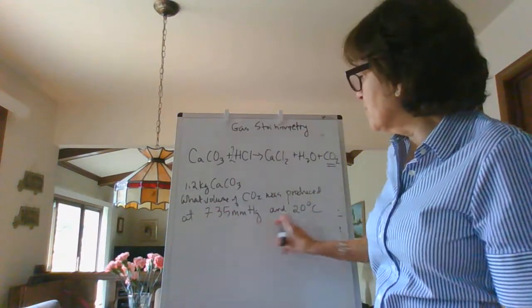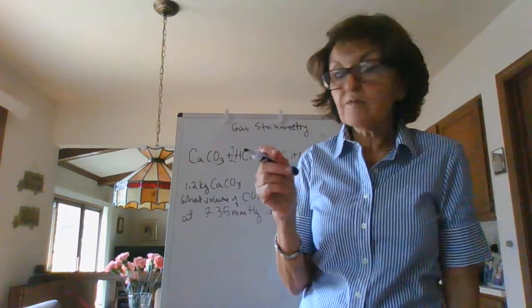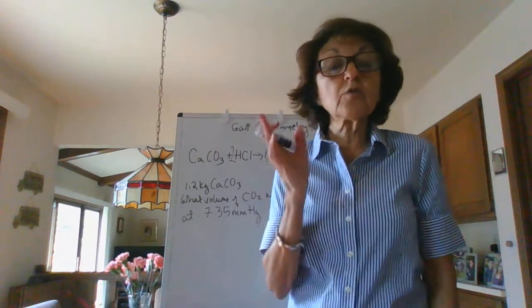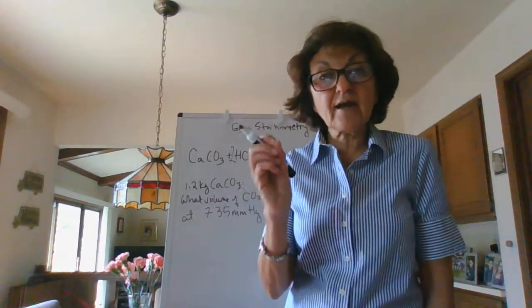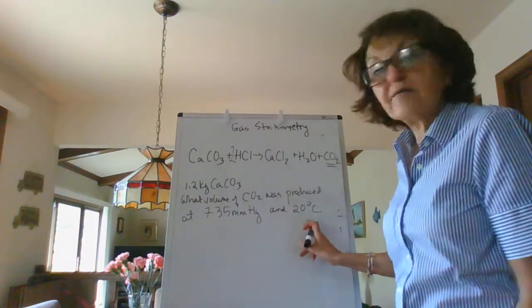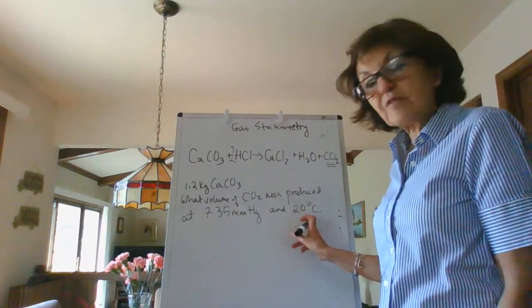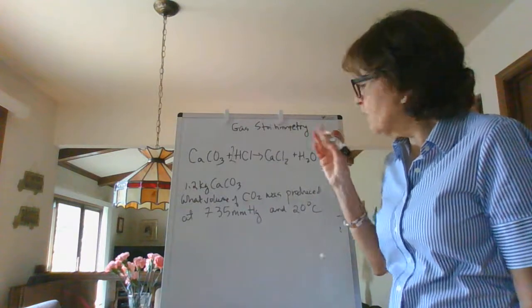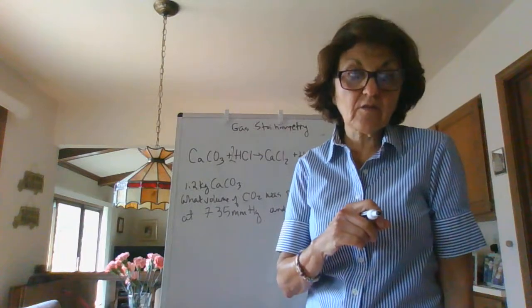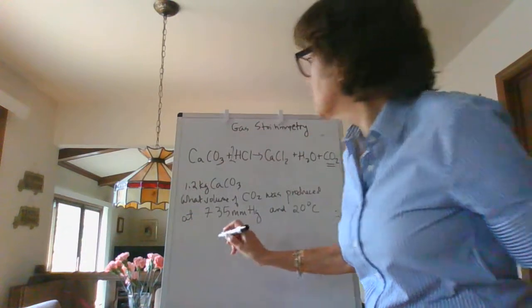Notice here, this is not STP. So we're going to do stoichiometry till we get the moles of CO2. Once we get the moles of CO2, what are we going to do with that? We're going to plug it into the ideal gas law using this pressure and this temperature. We have to make sure we convert that to atmospheres, convert that to Kelvin. We'll have moles, we'll have pressure, we'll have R, we'll have temperature. We'll be able to get the volume, okay? So first, stoichiometry.